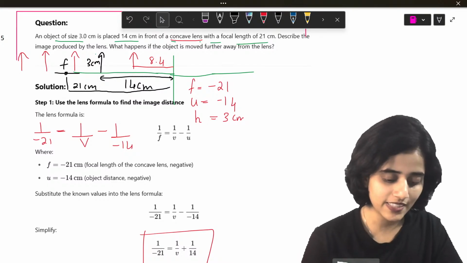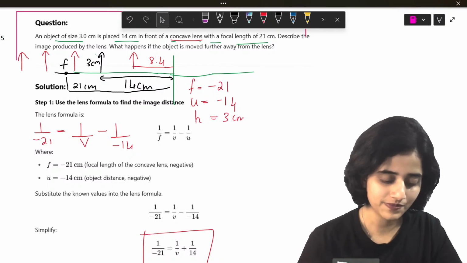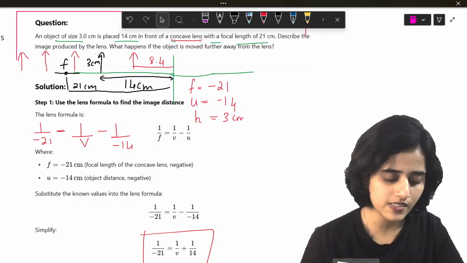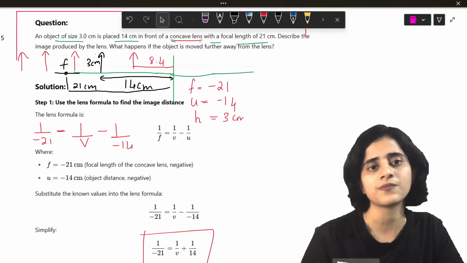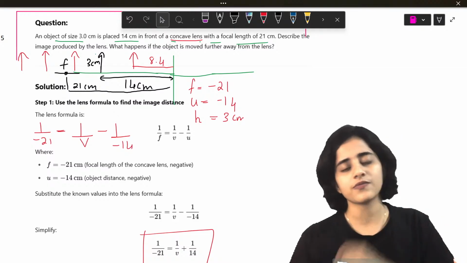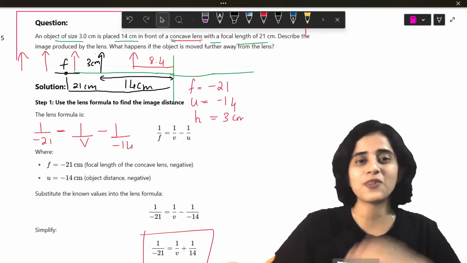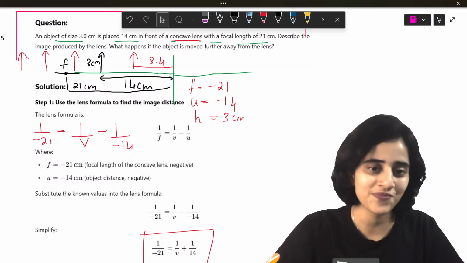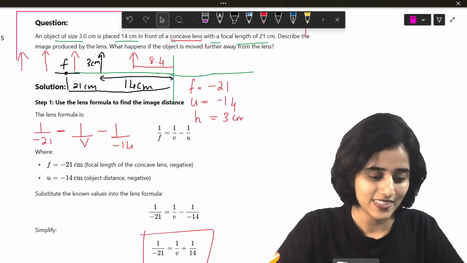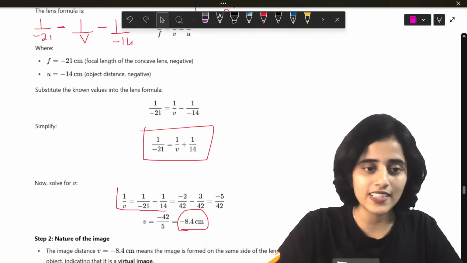Okay, this is clear. Ma'am, second question. I have to check which was the second question. I don't remember all the question numbers. This is clear.